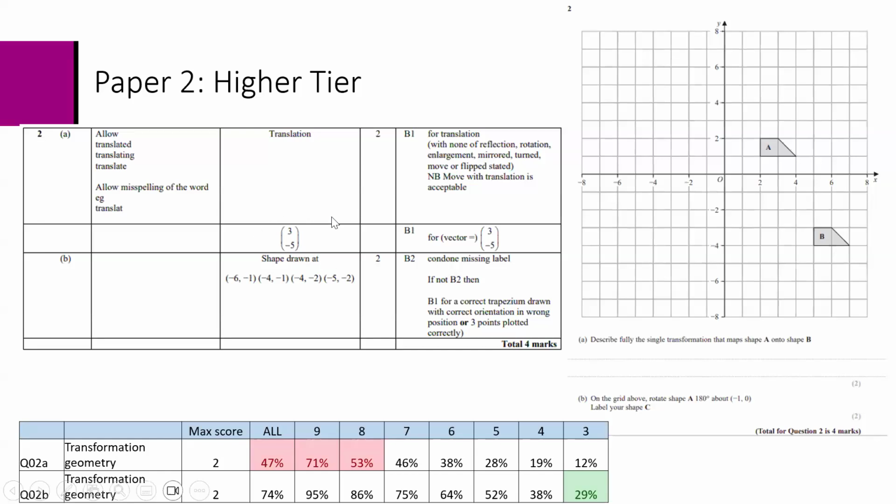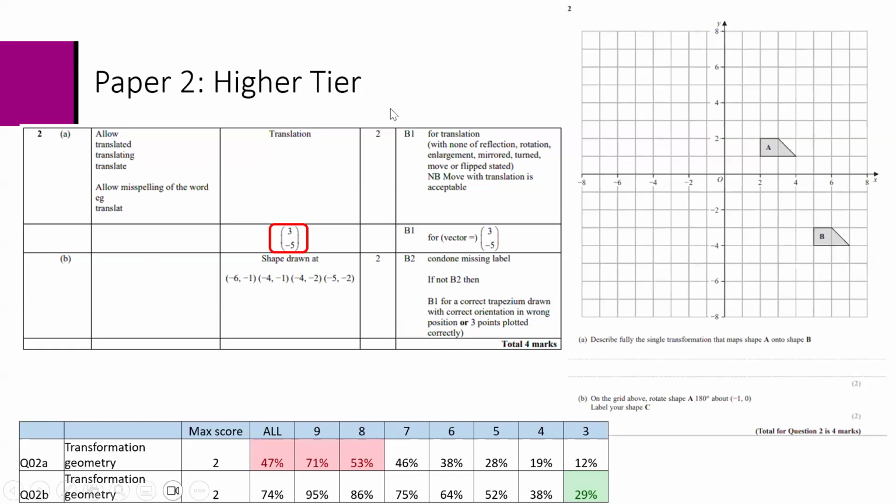And it's to do with this. When students are describing a translation, and I checked this with the chair of the examiners, they must put their answer in vector form. That is absolutely key to them getting the mark.